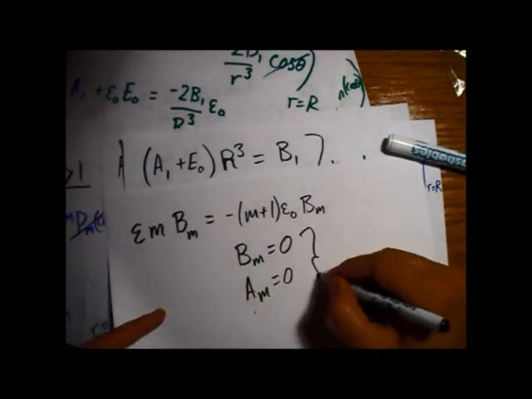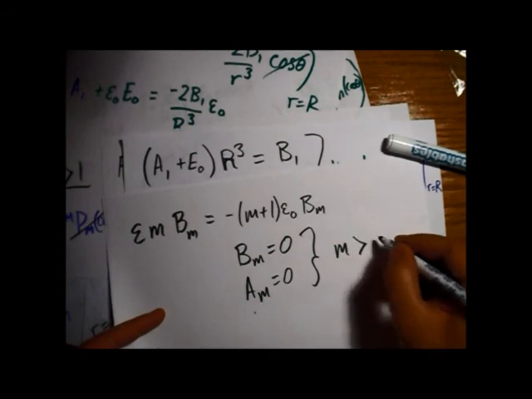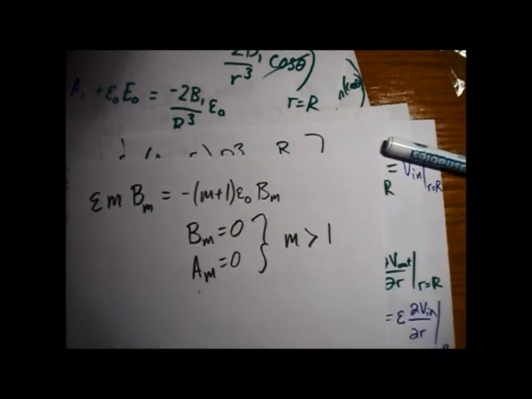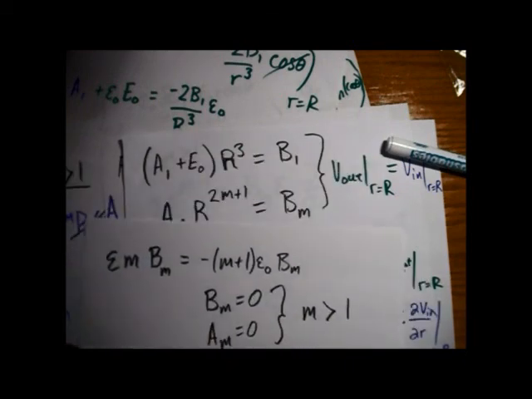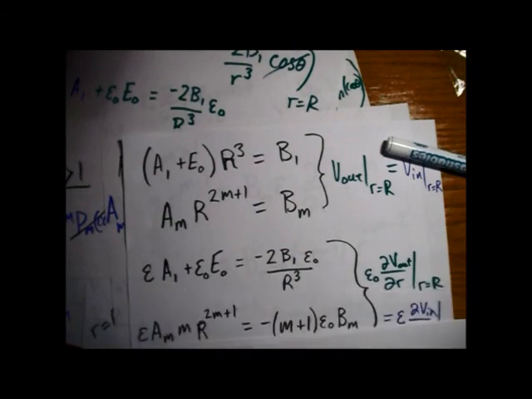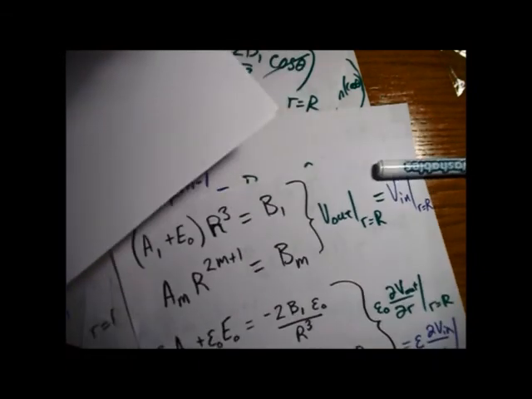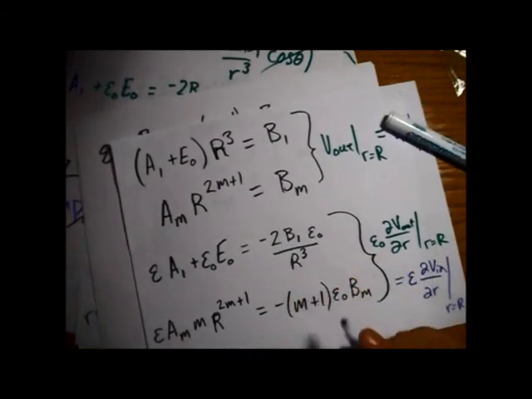Again, these are only for m greater than 1. Okay, 2, 3, 4, 5, 6, 7, all the way up to infinity. All right, well that's great, because now all of that goes away, and we are just left with 2 equations, 2 unknowns.